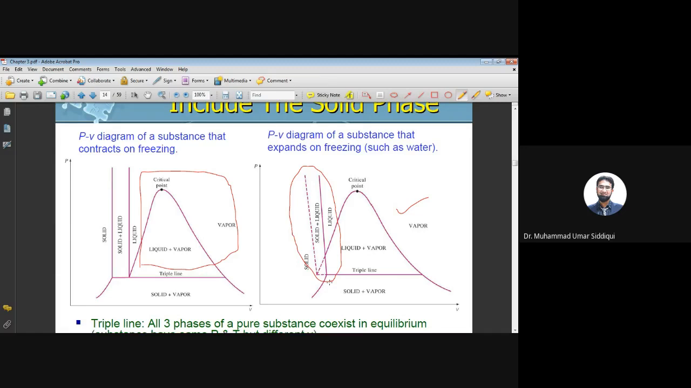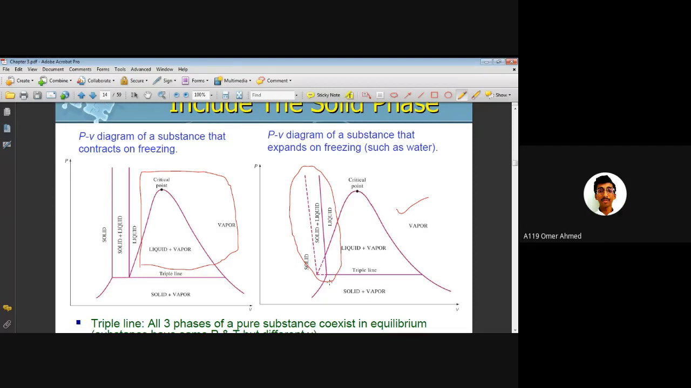For other liquids, the solid form will be more dense than the liquid. But for the case of water, ice is less dense. That's why ice floats on water. So this abnormal behavior occurs for water below 4 degrees centigrade.